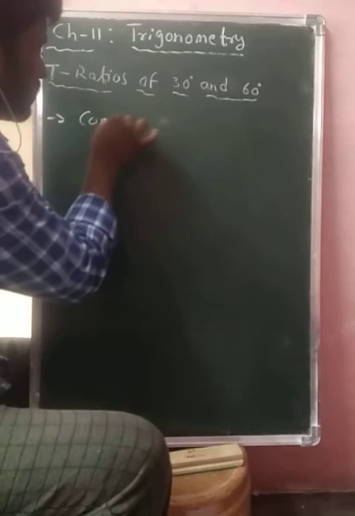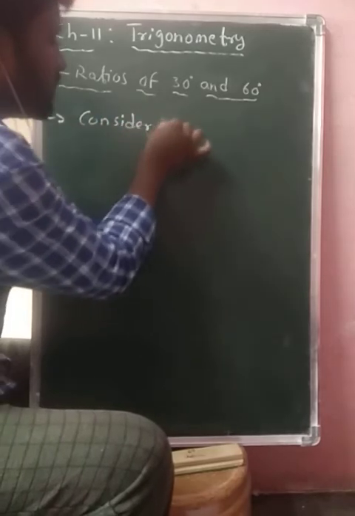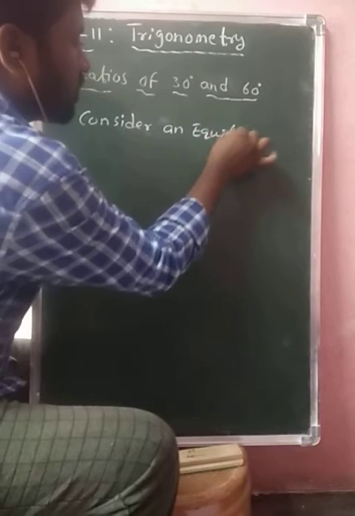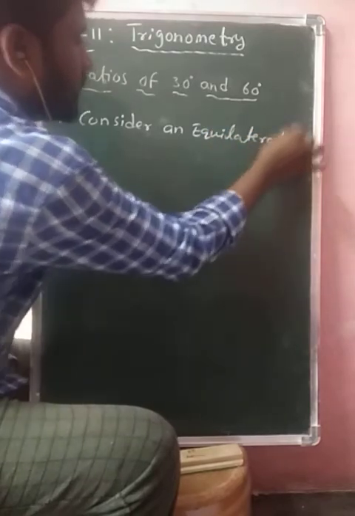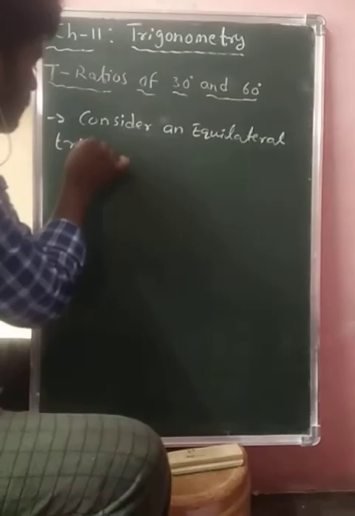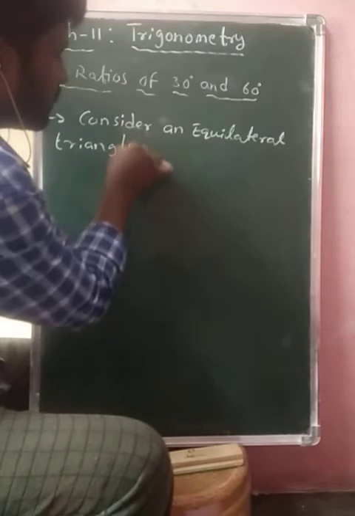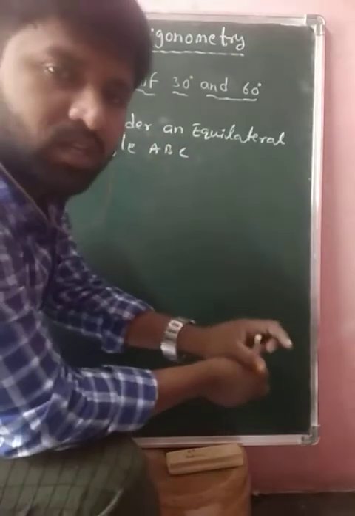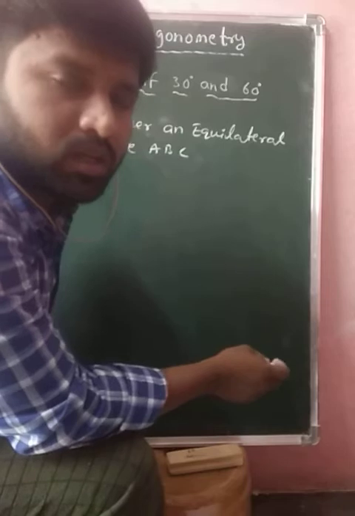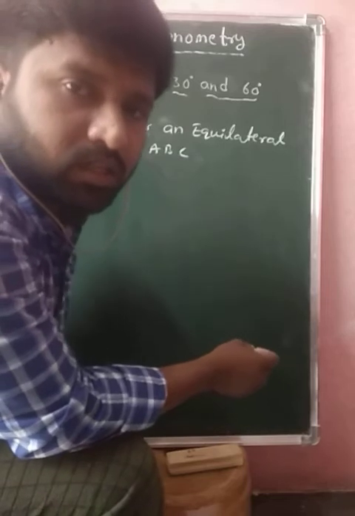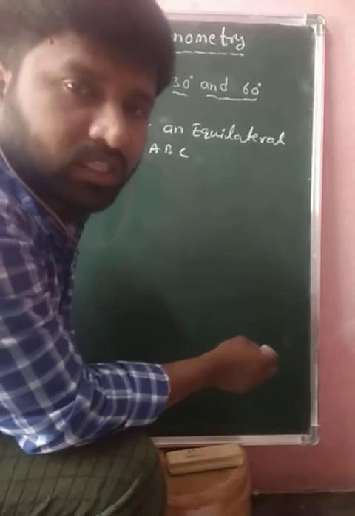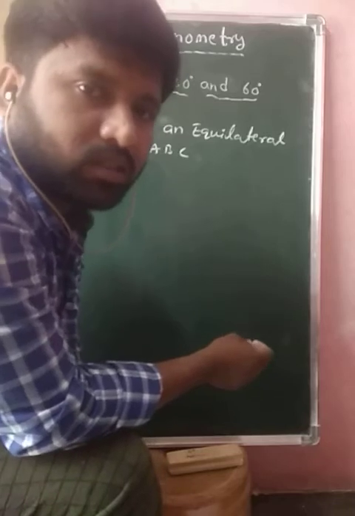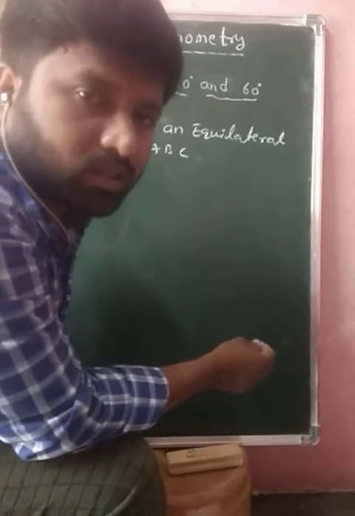Consider an equilateral triangle ABC. Equilateral triangle means what? We know in a triangle, if the measure of all three sides are equal in length, then the triangle is called an equilateral triangle.